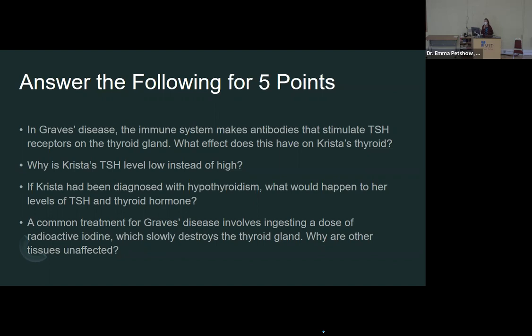And then a common treatment of Graves involves ingesting a dose of radioactive iodine, which slowly destroys the thyroid gland. Why are other tissues unaffected? Okay, take 90 seconds and we'll come back. Discuss.